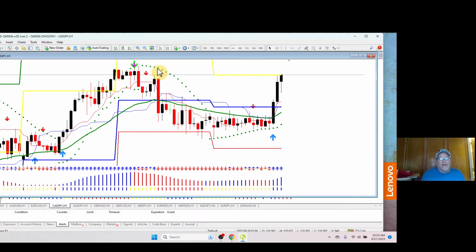So if you're wanting to follow me, these are parabolic SARs. You can get those anywhere. That's the 21 EMA moving average. You can get that anywhere.